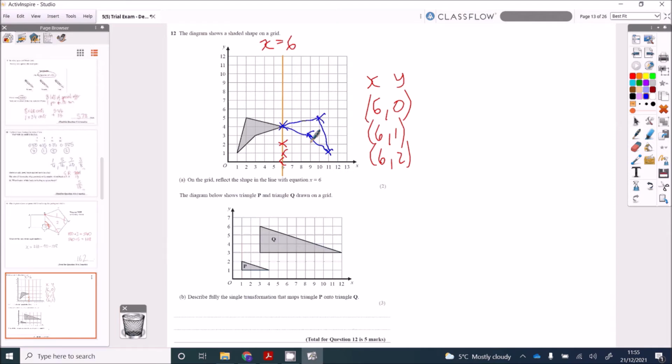Now, for part B, describe fully the single transformation that maps P onto Q. So the small shape onto the big shape. Now, it's 3 marks, so there's 3 points you need to make. Well, it's an enlargement. It's getting bigger. So it's an enlargement.